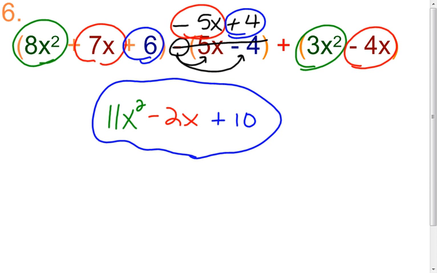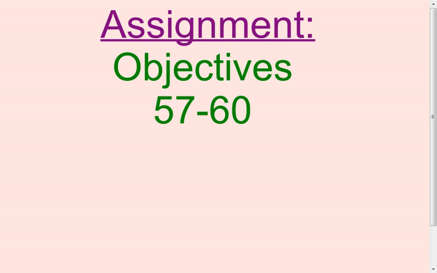Okay, again, three terms, so it's a trinomial. Biggest degree I see is a 2, so it is quadratic. And that is it.